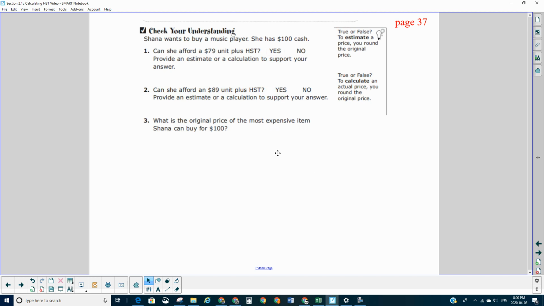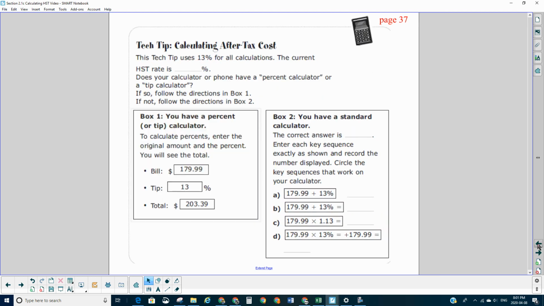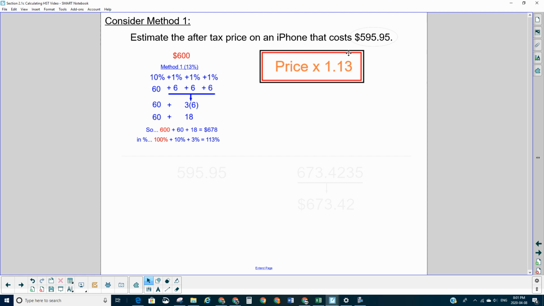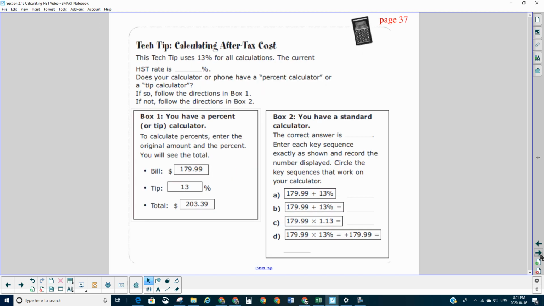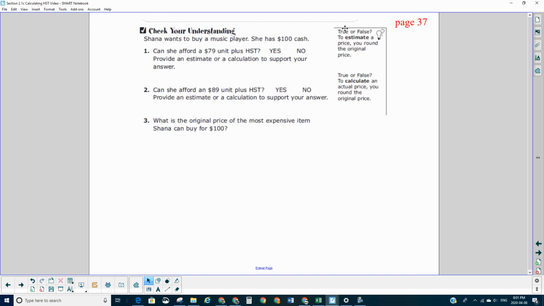At the bottom of that page, we have a check your understanding. On that check your understanding, I'm actually going to look at this true false little spot. The first one says, to estimate a price, you round the original price. Well, that's right. When we were estimating, remember we chose a number that was easier. Let's go back to the iPhone. Remember when we did this, we were rounding and we estimated, so we chose 600 instead of that number. So in this case, you're right. That is true.